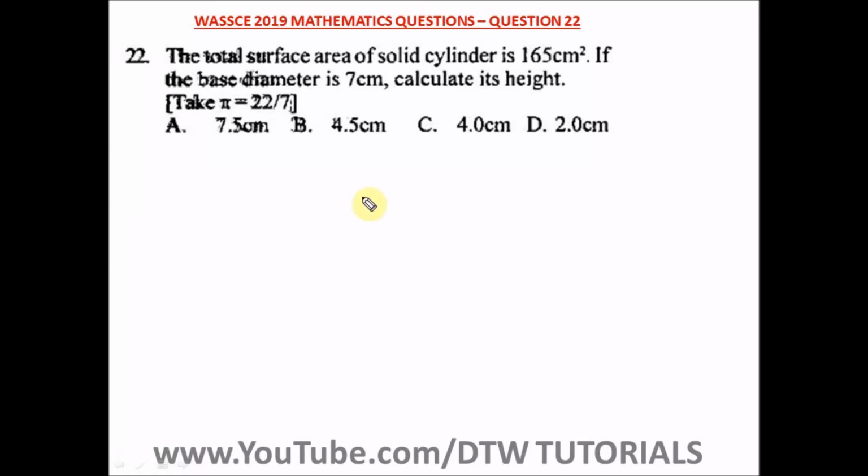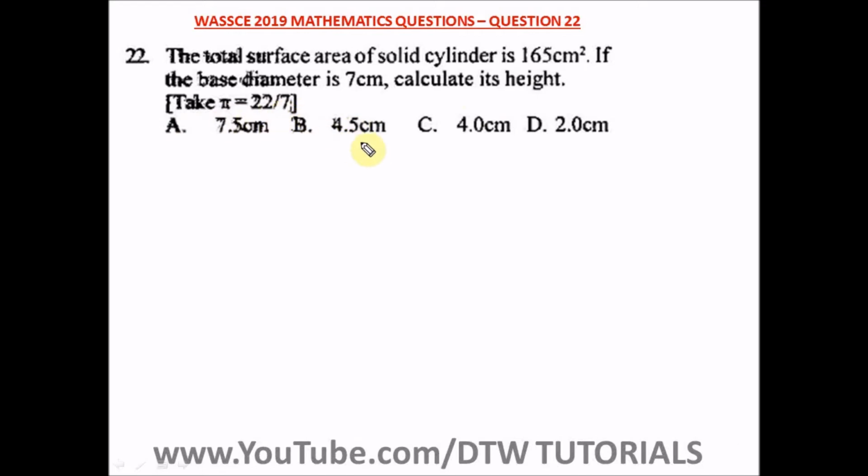Question 22 of the WAEC 2019 Mathematics Pass question. It says the total surface area of a solid cylinder is 165 centimeters squared. If the base diameter is 7 centimeters, calculate its height. Take pi as what?